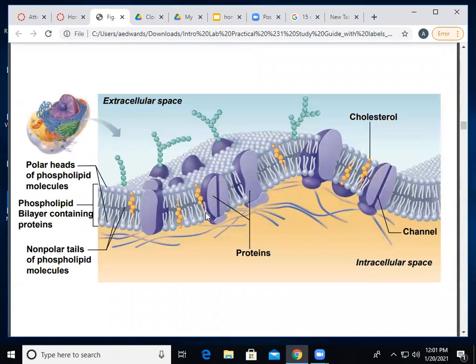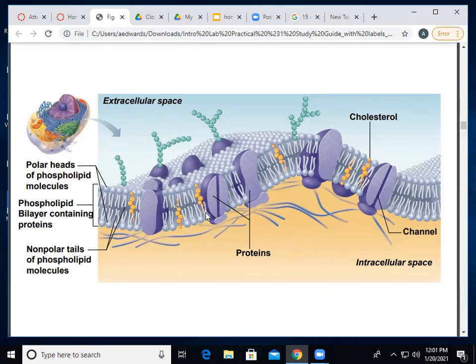Okay, cell membrane, plasma membrane. So there are things on the surface that you need to know. All right. So this is the extracellular space, outside the cell, and the intracellular space, on the inside of the cell.